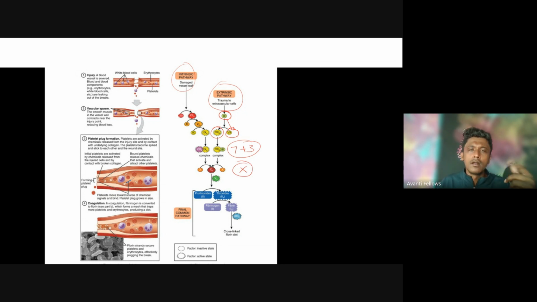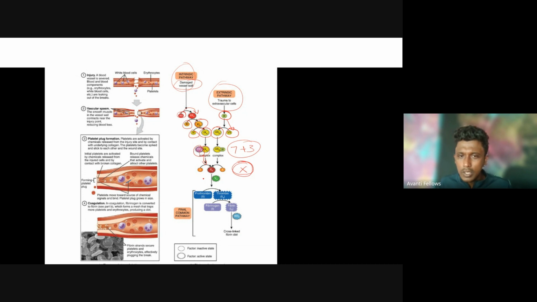Very easy, right? Now look at the intrinsic pathway. Because of exposure to damaged vessels, we have the formation of factor 12. Factor 12 is activated into factor 12a, and that leads to a series of activations: factor 11 to 11a, factor 9 to 9a, and then factor 8 to 8a. Once you have activated factor 8, that leads to the formation of factor 10, which is the common factor. Both the intrinsic and extrinsic pathways lead to the formation of factor 10.